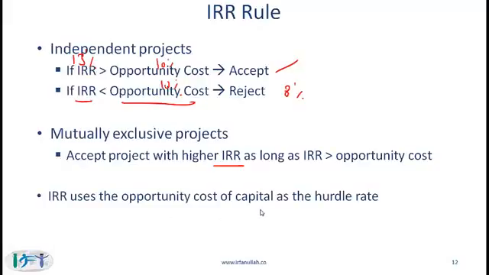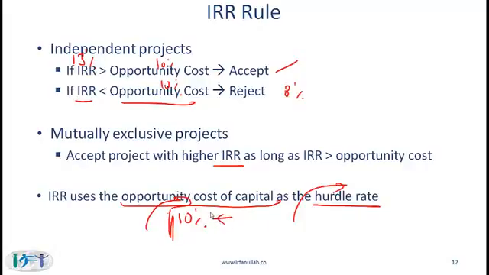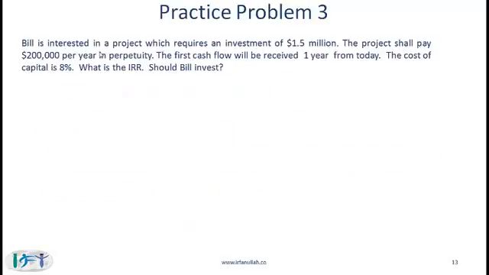IRR uses the opportunity cost of capital as the hurdle rate. A hurdle is something that you need to overcome. And if you think of a project, for a project to be accepted, it needs to overcome the opportunity cost of capital, or in other words, if at a given company the cost of capital or the opportunity cost is 10%, then for a project to be accepted, that 10% hurdle has to be overcome. So this rate is sometimes called a hurdle rate. Let's look at this practice problem now.